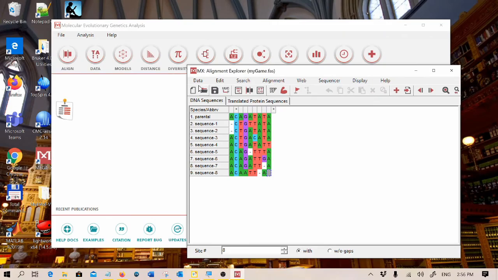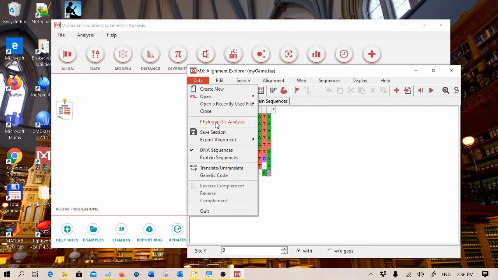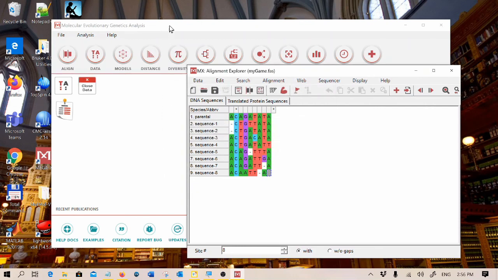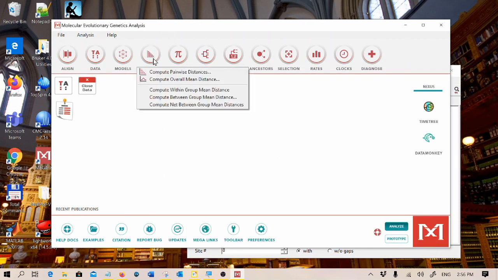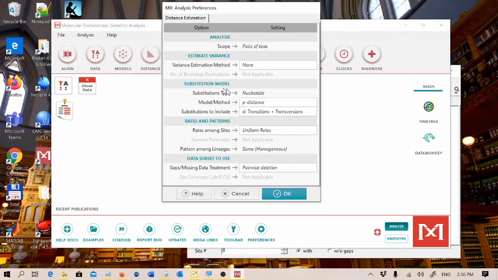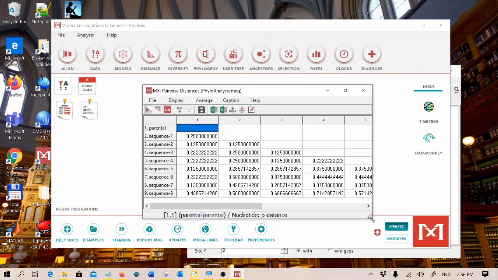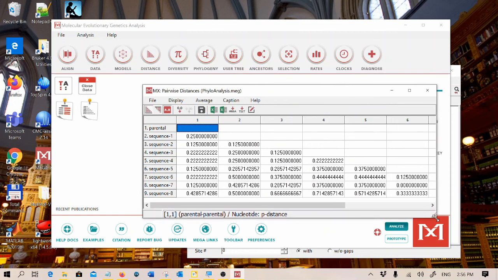Okay, so I will start with my phylogenetic analysis using this data. And first have a look, of course, at the p distance. Let's see the p distance. So I choose p distance, the genetic distance between them, and I calculate these pairwise distances. So this is my matrix.